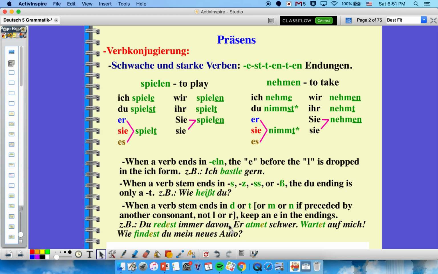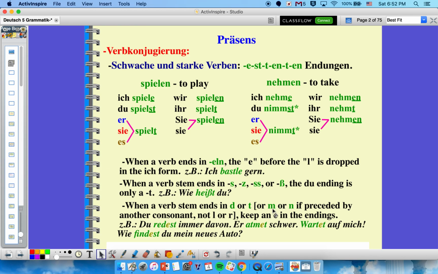And then when a verb stem ends in d or t, or if it's an m or an n preceded by another consonant, consonants other than l or r, then they keep an e in the endings. And really, this is something that would come naturally to you, and you mostly do this correctly already, because without the e in the ending, it would be really hard to say. So for instance, the verb reden, if you want to say you speak, it's du redest, because du redst is just kind of hard to get out and actually hear all the sounds you need to hear.